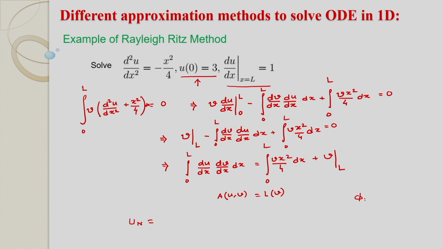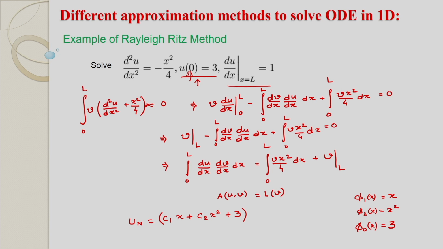Now, phi 1 x I can select as x, phi 2 x is x square, both are 0 at the boundary point 0, and phi naught x is 3, that is the non-zero part of the essential boundary condition. So, we can write un as c1 x plus c2 x square plus 3. This is our approximating function.